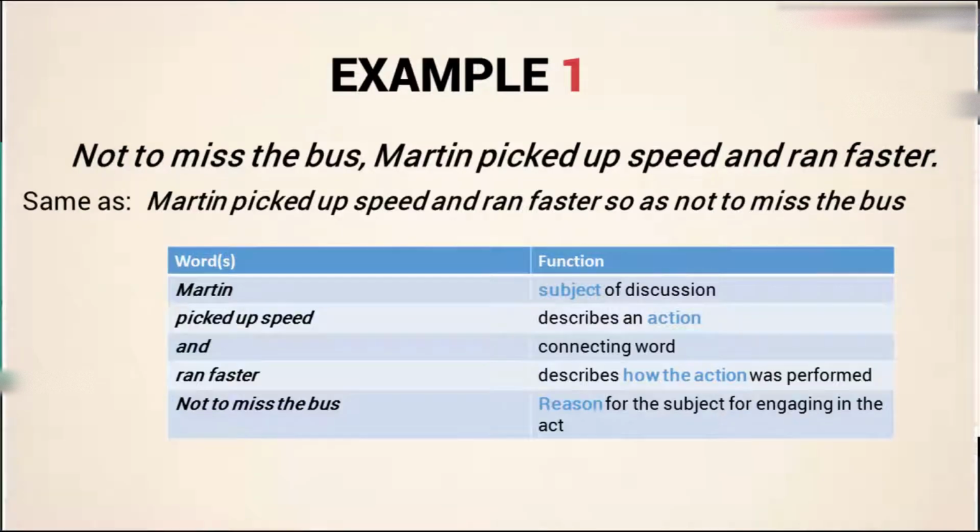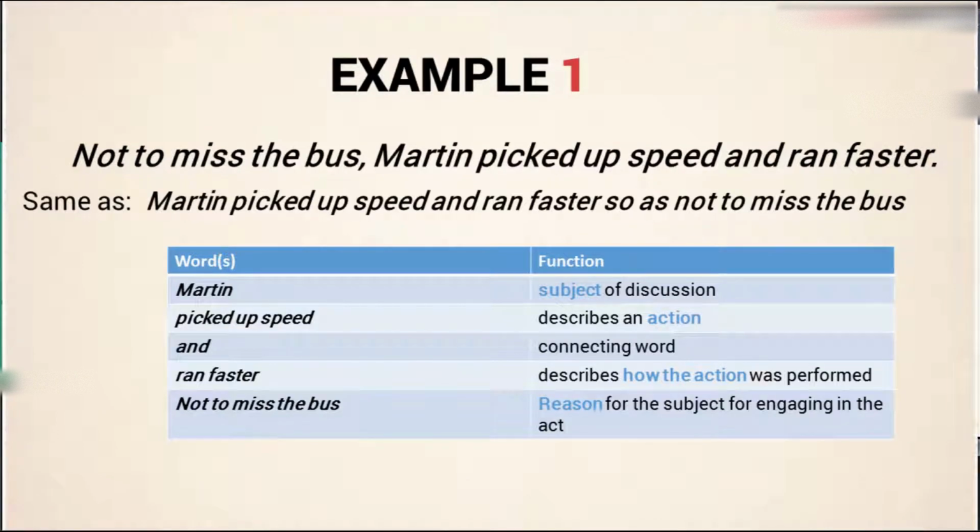Look at this sentence. Not to miss the bus, Martin picked up speed and ran faster. This sentence is the same as: Martin picked up speed and ran faster so as not to miss the bus. So the two sentences are equivalent. Okay. So now, who is the subject in this sentence? Who is the person that is being talked about? That is Martin, right?